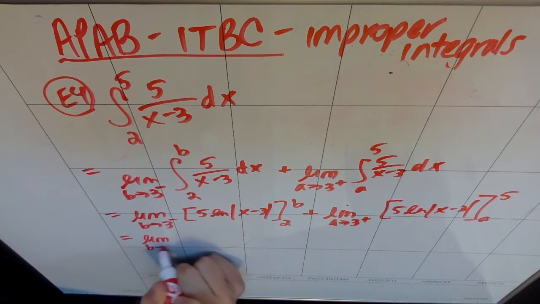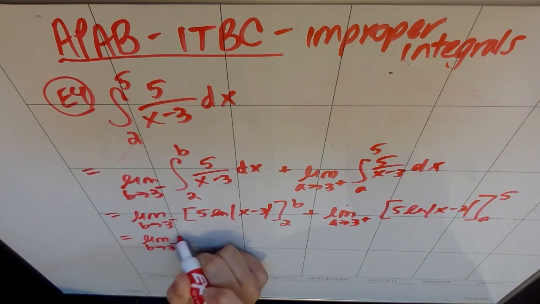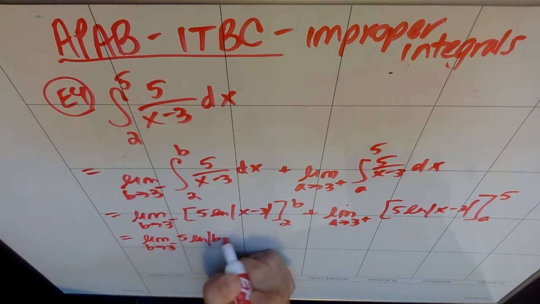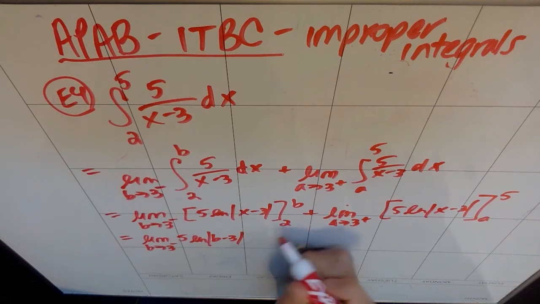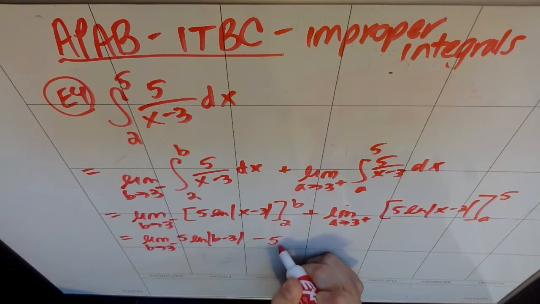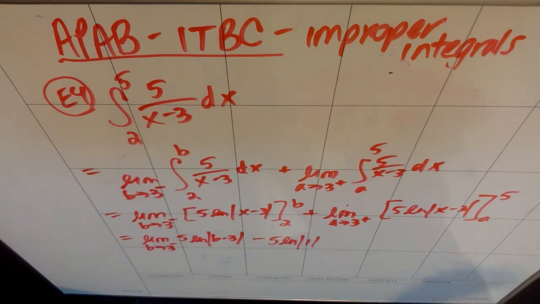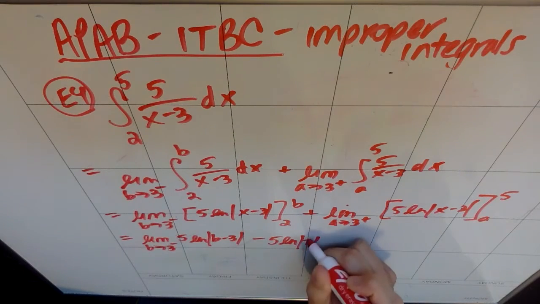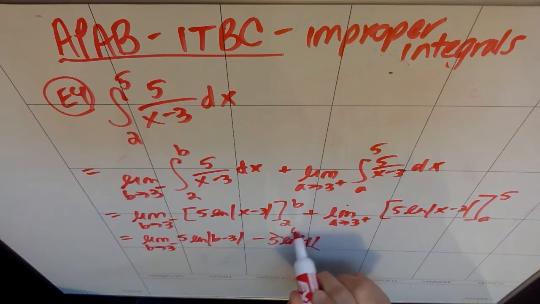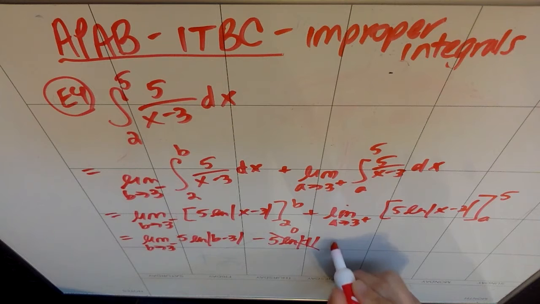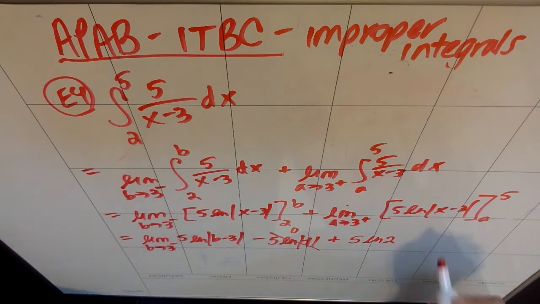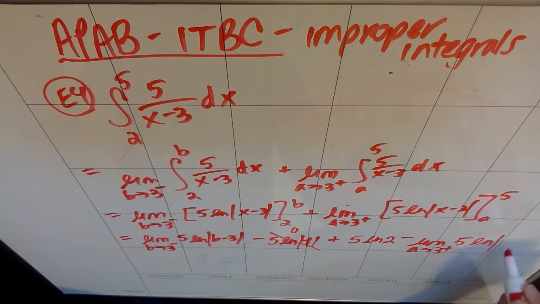So the limit as b approaches 3 from the left of 5 natural log of the absolute value of b minus 3, and we'll talk about that in a sec, minus, when I plug in a 2, I get 5 natural log of the absolute value of negative 1, but it's still going to be a 1 at the end of the day, which is a 0, right? Natural log of 1 is a 0. Plus, when I plug in 5, I get 5 natural log of 2, right? The absolute value of 2, but still 2, minus the limit as a approaches 3 from the right of 5 natural log of a minus 3.